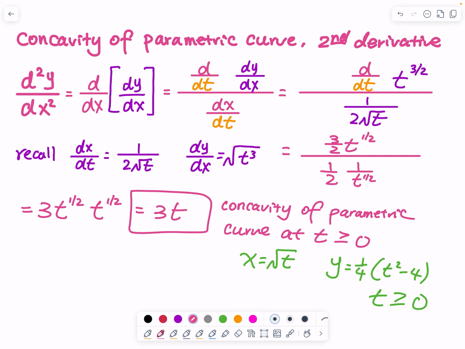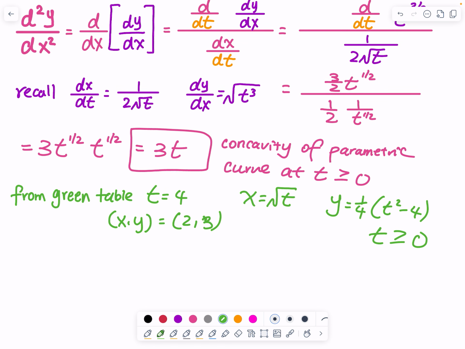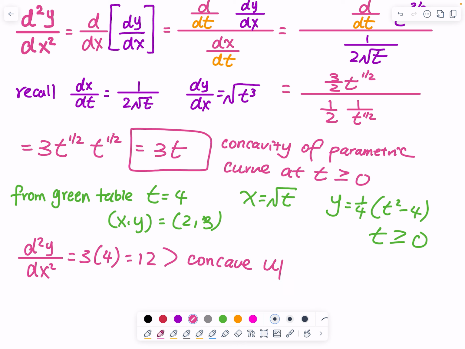If you want to plug in some numbers to play around with this, and you are following along with the video, there is a table of values. From the green table, because I used green to draw the table, when t is equal to 4, the point (x, y) is (2, 4/3). Let's find the concavity. I will just plug in: the second derivative is 3 times 4 equals 12. That means at this point on the parametric curve, the graph is concave up.